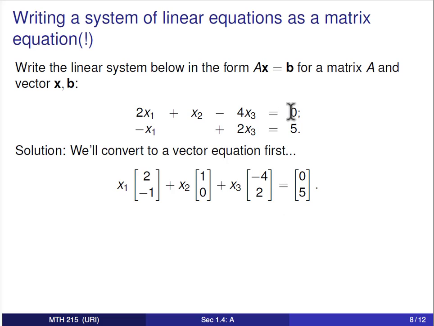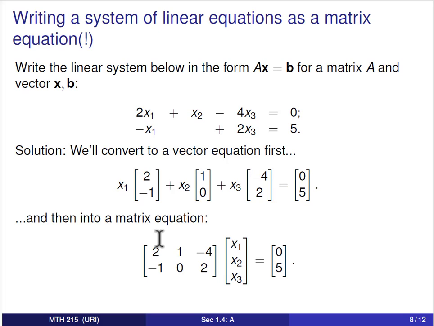And if I do that, I might as well do it on the right-hand side, put the 0, 5 in a vector, so that it turns into a full-blown vector equation. Now we just got done talking about how to turn a vector equation into a matrix equation, so let's do that. Remember, the vectors in our linear combination turn into the columns of our matrix. The x1, x2, x3 become the entries of our unknown vector. And if we have an equals 0, 5, well, so be it.